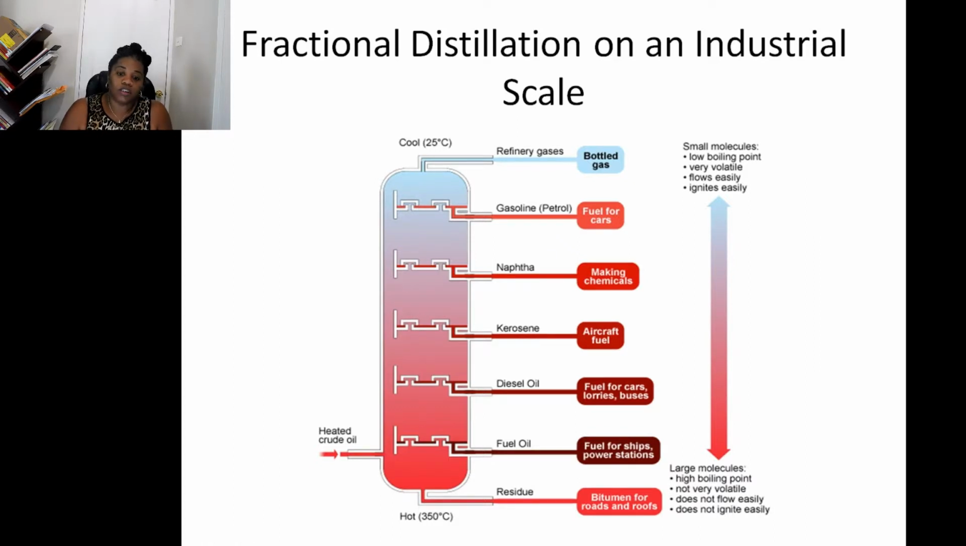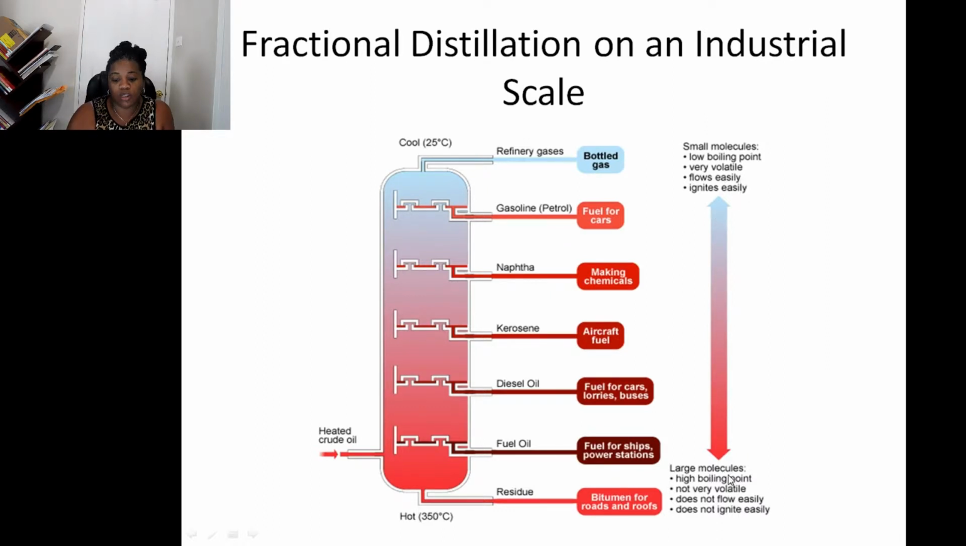So the fractional distillation on an industrial scale. So here again we're dealing with the crude oil, and the crude oil can be heated up into different fractions, and these fractions, the higher up you are, the lighter the molecules are for that gas, and the lower the boiling point. So small molecules have a low boiling point, they're very volatile, flow easily, ignite easily.